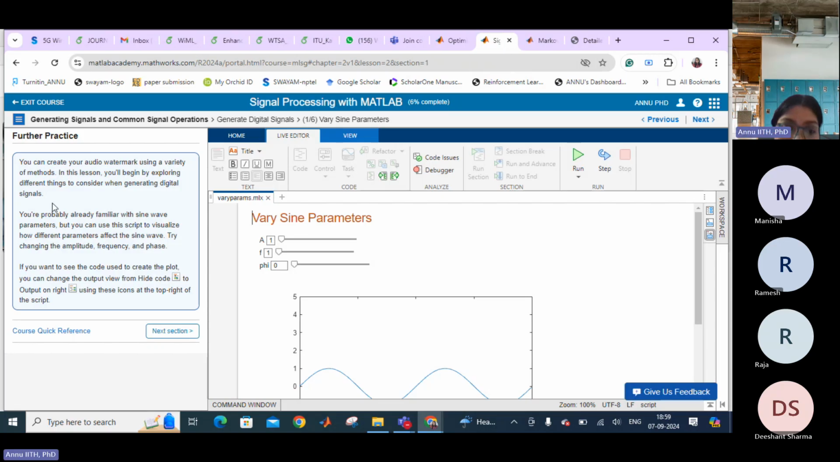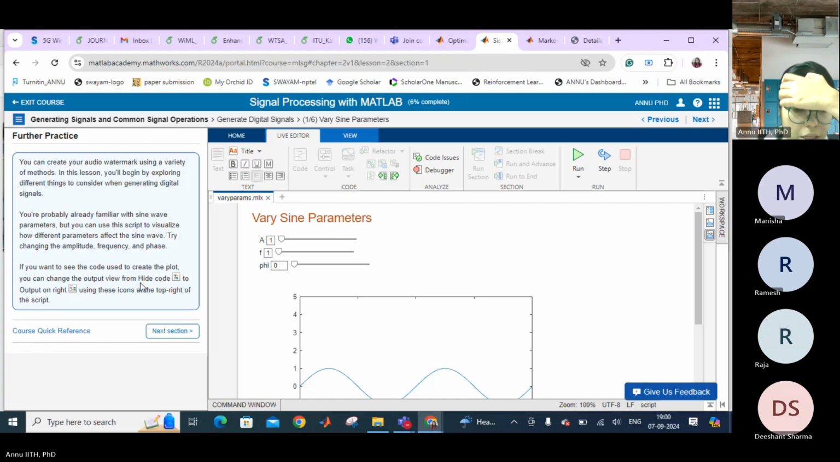You can create an audio watermark using a variety of methods. In this lesson, you will begin by exploring the different things to consider when generating digital signals, like how to convert analog to digital signals. You're probably already familiar with sine wave parameters, but you can use the script to visualize how different parameters affect the sine wave. Try changing the amplitude, frequency, and phase. If you want to see the code used to create this plot, you can view it here, with output on the right side.